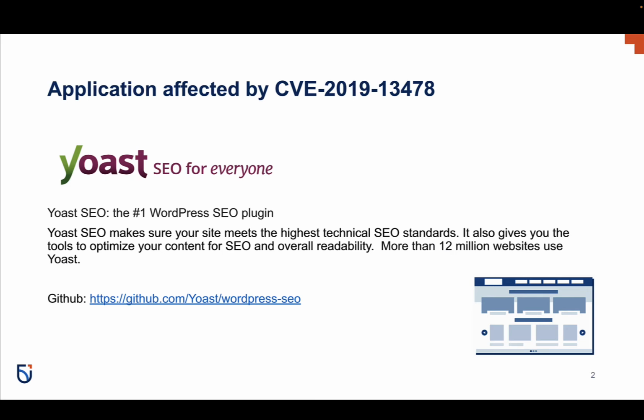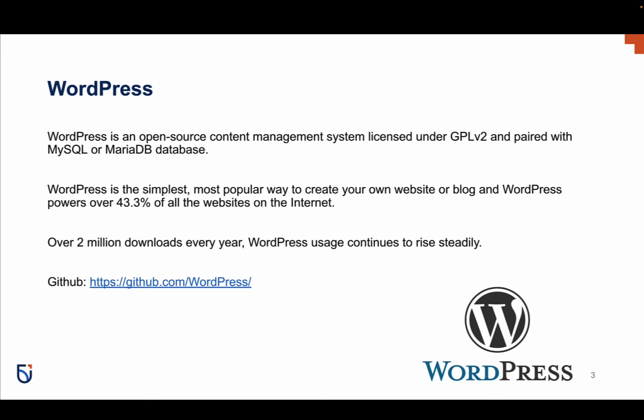The first one we have picked is Yoast. It's a search engine optimization tool. It's the number one WordPress SEO plugin, and Yoast SEO makes sure your site meets the highest technical SEO standard. It gives you the tools to optimize your content for the search engine and overall readability. More than 12 million websites use Yoast.